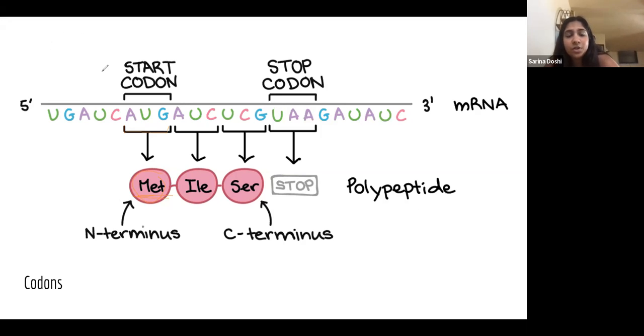But anyways, you have start codons and you have stop codons. So with stop codons, your ribosome will know that nothing's supposed to bind there, and we'll all be good to go. That's the end of the protein. This right here is your N terminus, it's the start. C terminus is the end. And yeah.